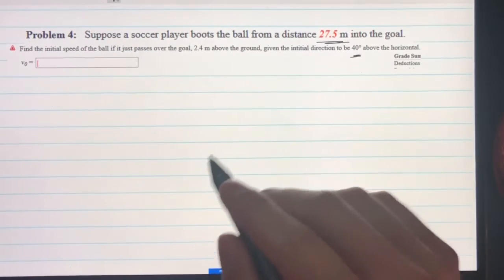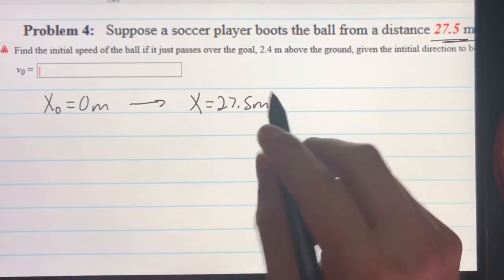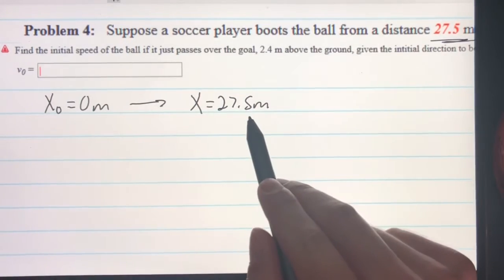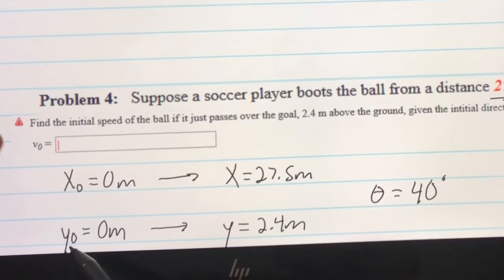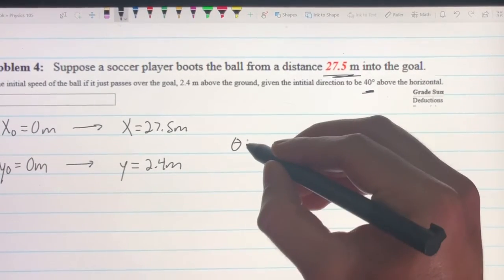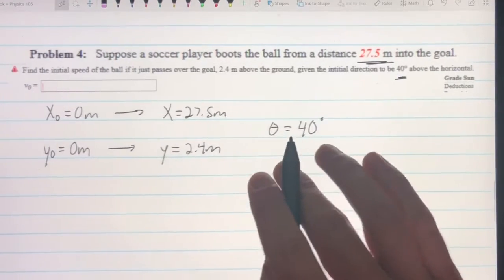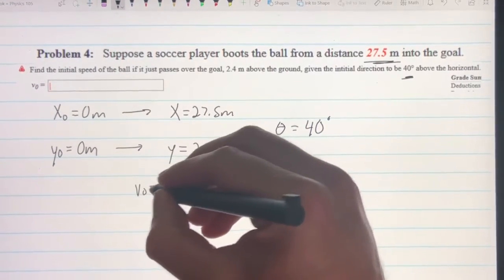So first, before we develop our strategy for solving it, I'm going to identify what we do and do not know. We're given how far the ball travels in the x direction, and we're also given how far the ball travels on the y-axis. Lastly, we're given the angle that the ball leaves his foot from. We're looking to find the initial velocity.